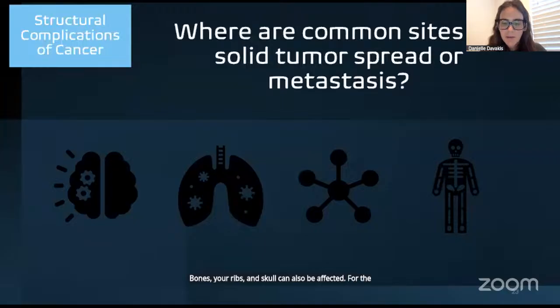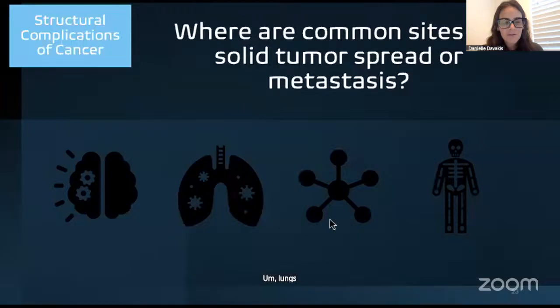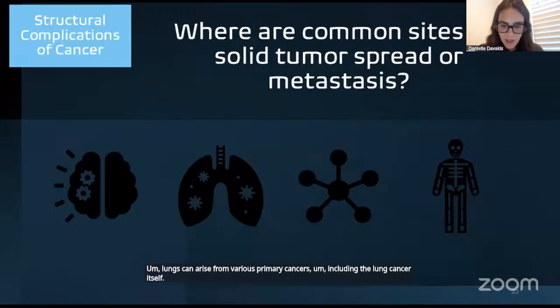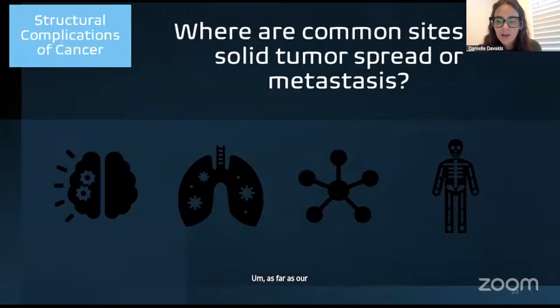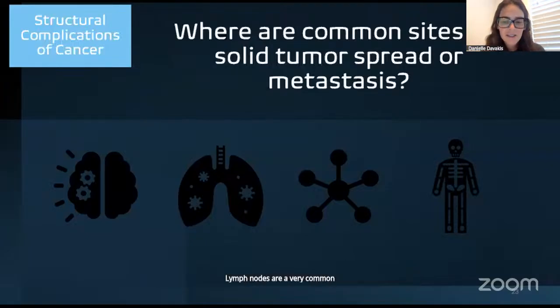For the liver, it's a frequent site for metastases, specifically from pancreatic and colorectal cancers. Lungs can be affected by various primary cancers, including lung cancer itself. The brain can be affected particularly among lung, breast, and melanoma, according to the Cleveland Clinic. Lymph nodes are a very common site, as they are a conduit or pathway for cancer to travel throughout the body. There's also the pleura and the peritoneum. Cancer cells can spread to the lining of both of those organs.